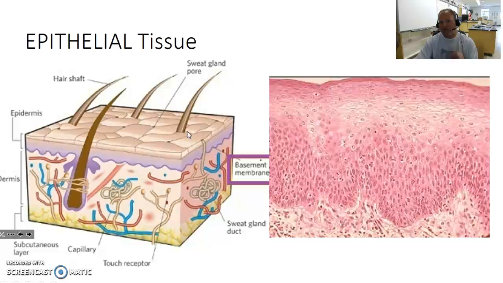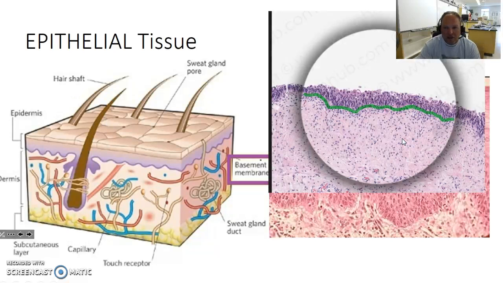Now, that doesn't mean you only have epithelial outside your body. We also have epithelial inside my body. But if I look at skin, this is a cross section of skin, and you look at this and you're like, holy cow, I'm supposed to know that it's tissue? And the answer is yes. The key to epithelial is the difference between the epidermis and the dermis. See this purple line right here? That purple line is your dividing line between your epidermis and dermis, and that is called your basement membrane.